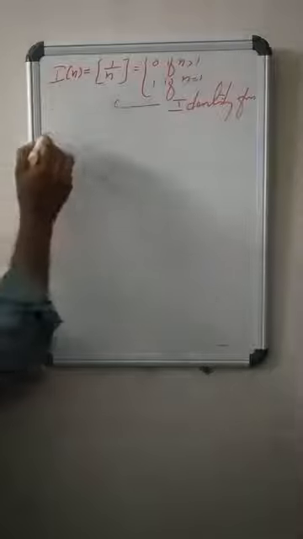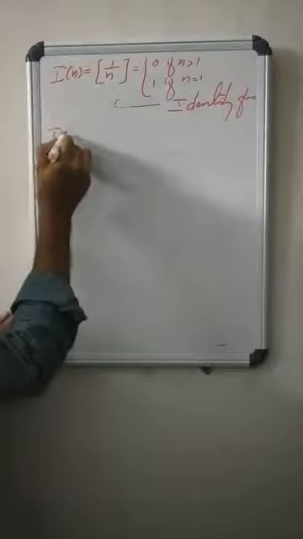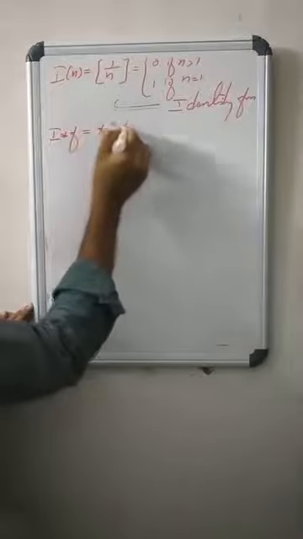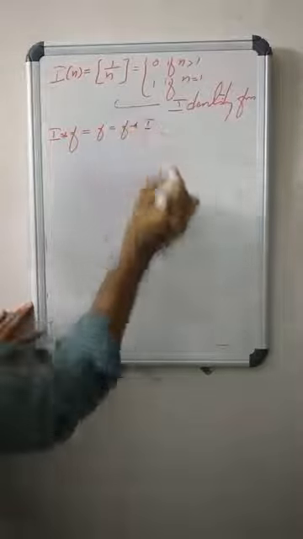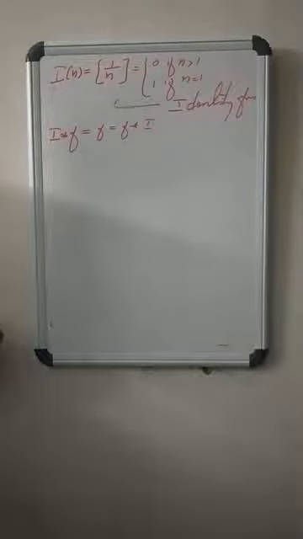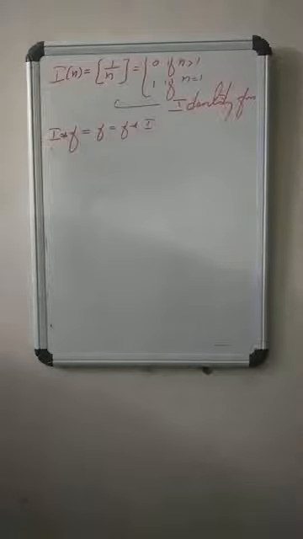Now come to the result. What about I star f? I star f equals f star I. So this is another result. Let I be an identity function. The identity function is always an arithmetic function, as well as f is an arithmetic function. Then I star f equals f star I.